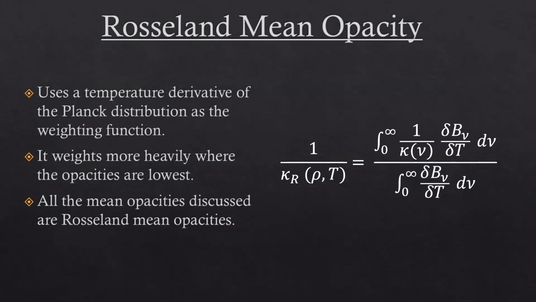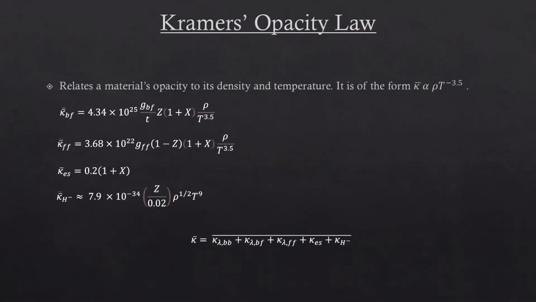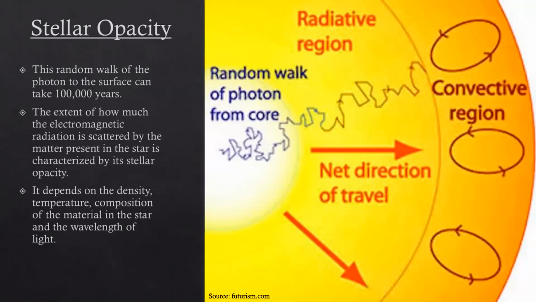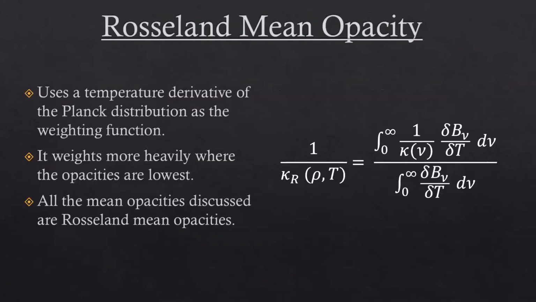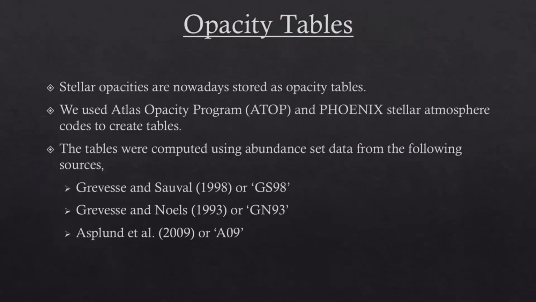So what we are really using is the Rosseland mean opacity, and it uses a Planck distribution, and you can see it's averaged over all frequencies or wavelengths. So now the wavelength dependence that we had here is gone because we are doing this averaging, and it's inverse, so it weighs more heavily where the opacities are lowest. And all the opacities that will be discussed further are Rosseland mean opacities. So this is what we are using.